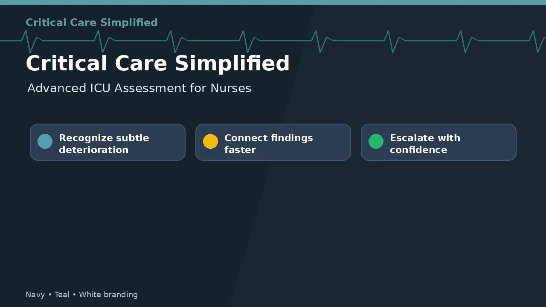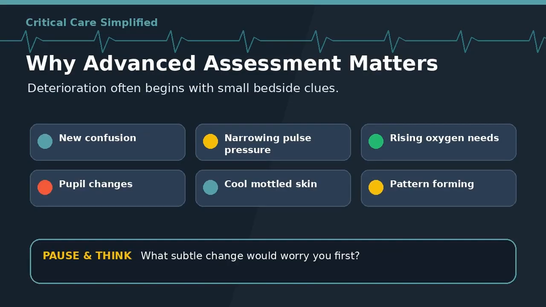In this lesson, we're building advanced physical assessment skills for the ICU, so you can recognize subtle deterioration earlier, connect findings faster, and advocate confidently for your patient. In the ICU, deterioration rarely announces itself all at once. It often begins with something small: a new confusion, a narrowing pulse pressure, a rising oxygen requirement, a change in pupil response, or skin that suddenly looks cool and mottled. Advanced assessment is the skill of noticing those early clues, then connecting them before the patient crashes.